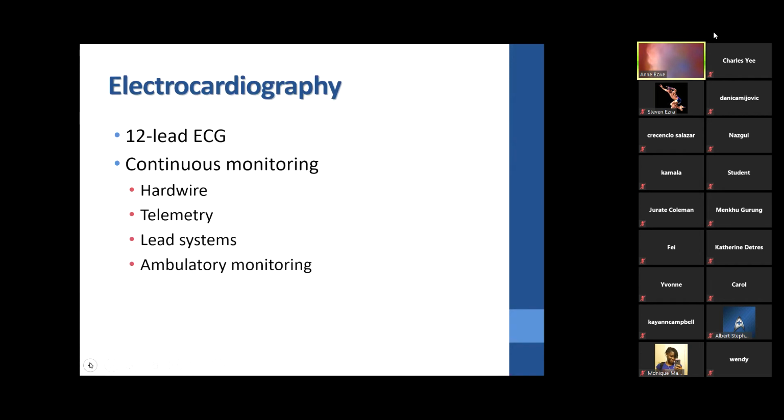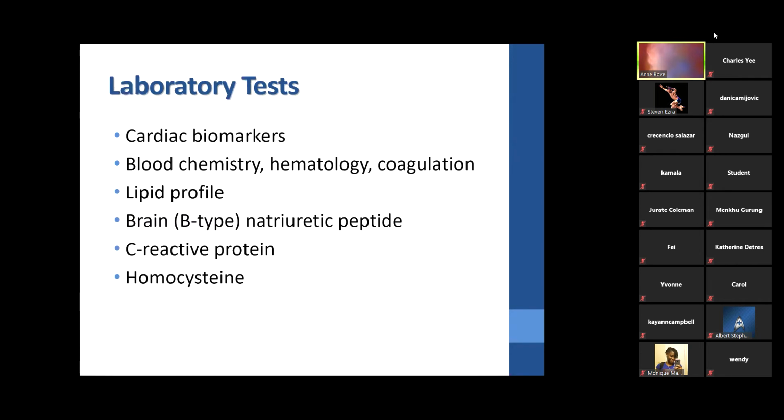Now, in terms of lab tests that you're going to look at for people with cardiac issues, you're going to look at symptomatology, you're going to look at EKG changes, but you're also going to look at blood tests. With regards to blood tests, you're going to look at specific cardiac markers, cardiac biomarkers. You're going to look at blood chemistry, hematology, and coagulation, because that's also going to play a role in some of the issues that may be problematic.